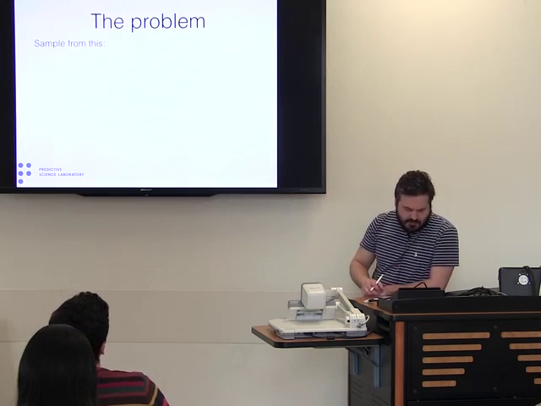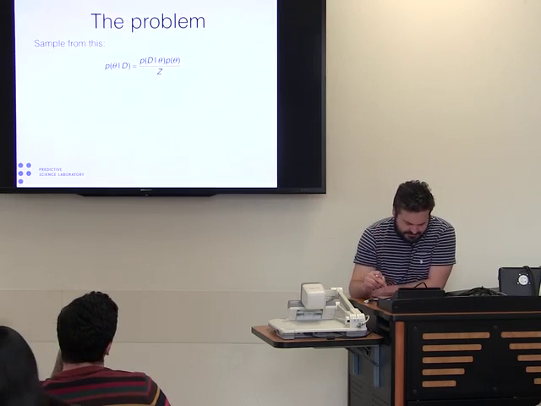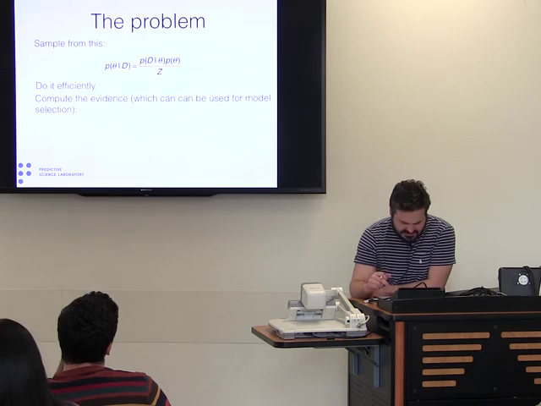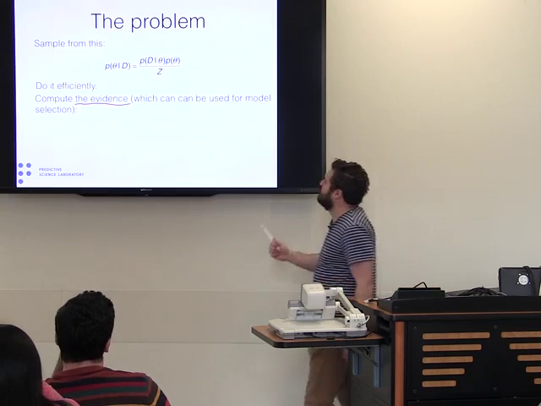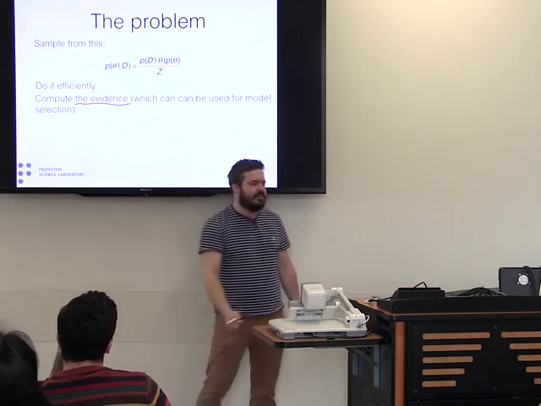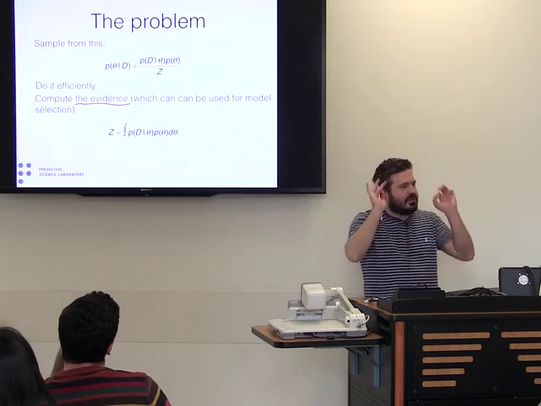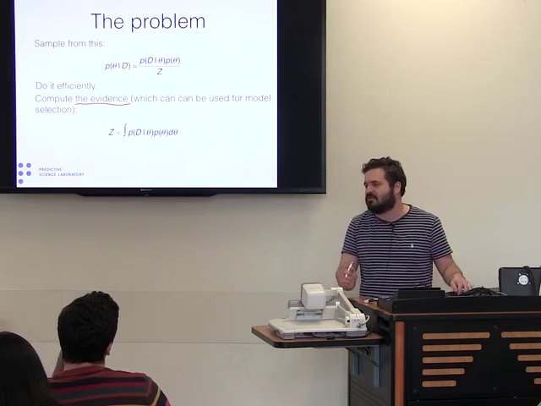Okay, here's the problem. Our problem is to sample from this, do it efficiently, and at the same time compute the evidence. And this is actually the bigger problem. We want to sample from a posterior, and at the same time estimate the normalization constant. If we can estimate the normalization constant, then we can do model comparison. Okay?